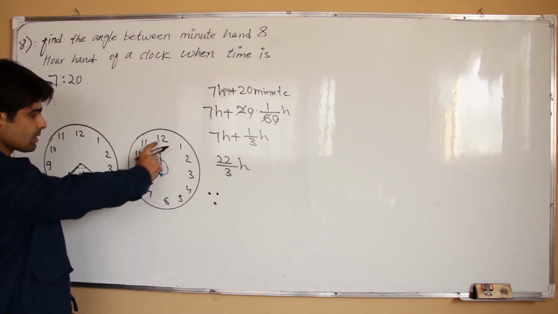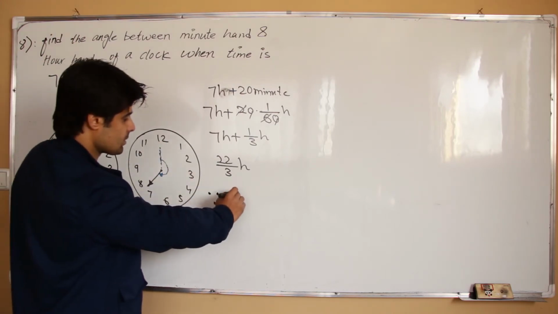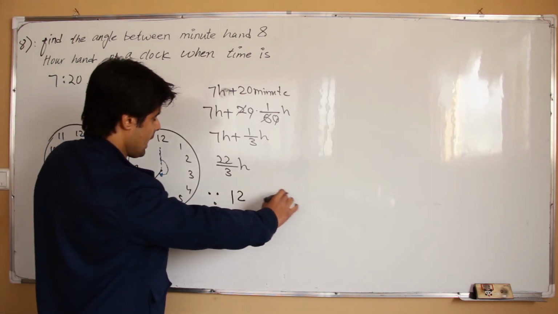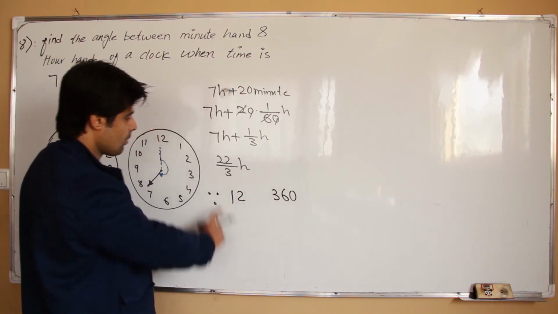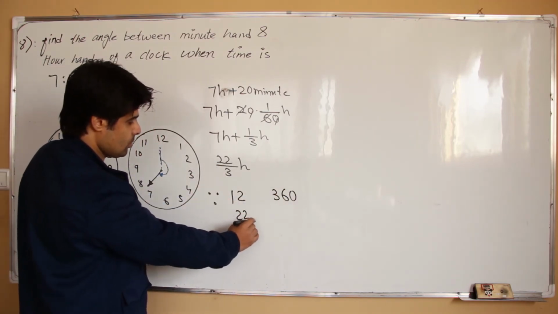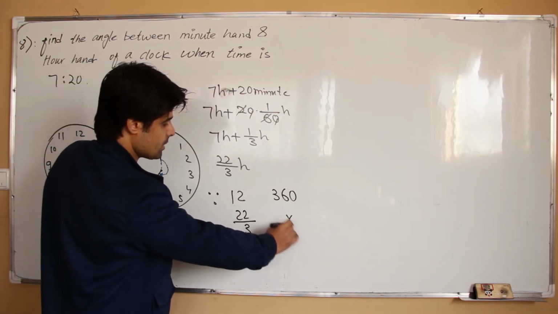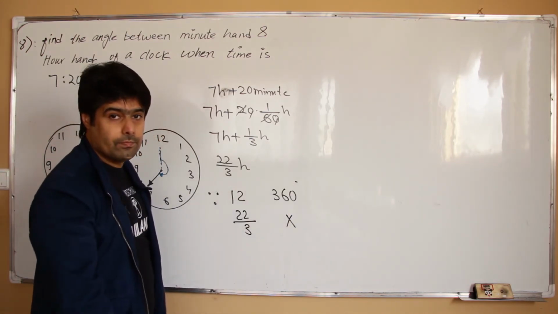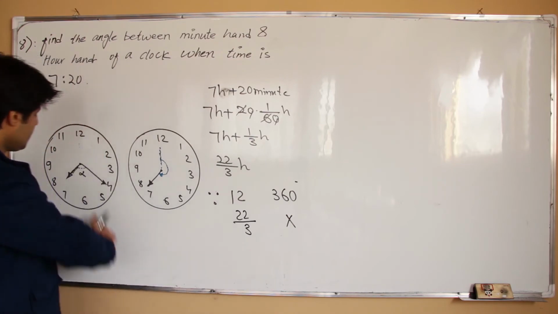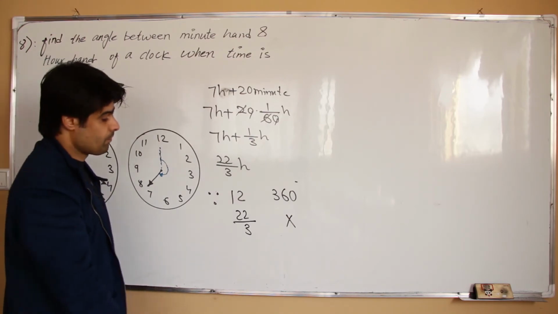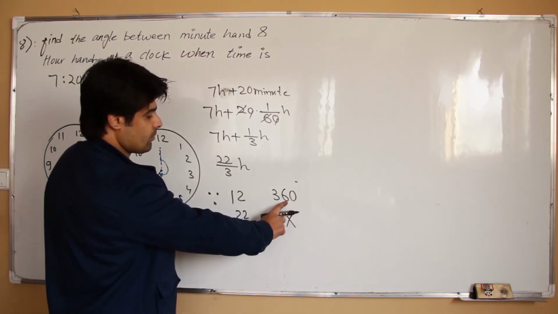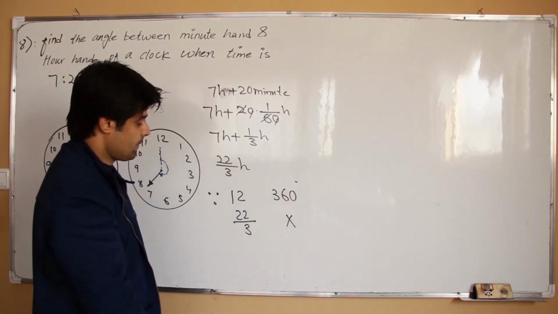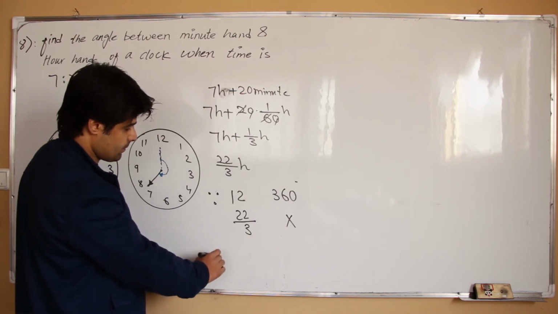In 12 hours, we have how many degrees? 360. Now the hour is 22 divided by 3, how much is the angle? I will find the angle in the degree system. If you want to find it in radians, then instead of 360, you can put 2 pi. Now solve it for x.